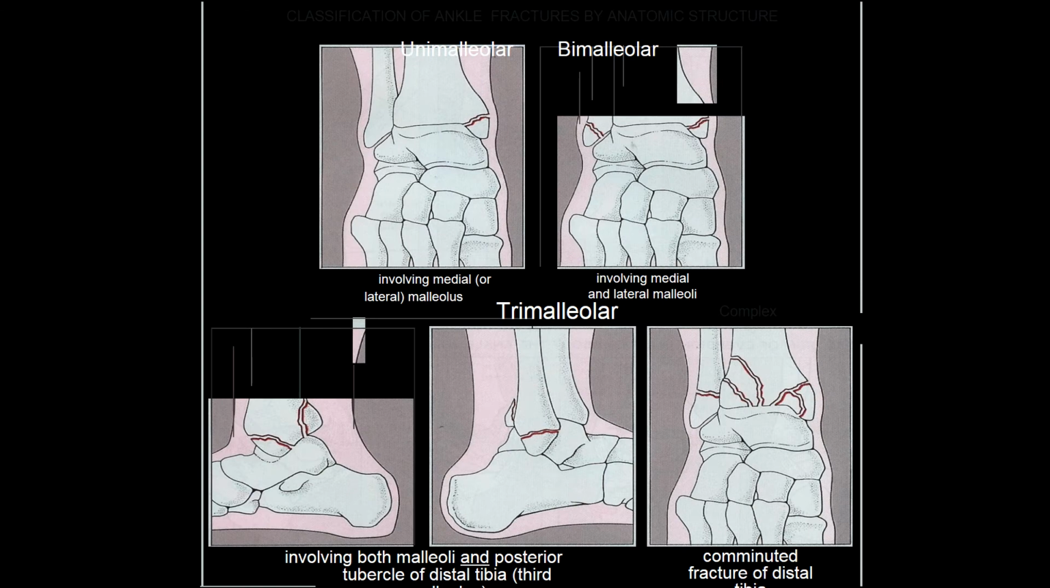Just like I said in the other slide, a unimalleolar fracture is either the lateral or the medial malleolus. Bimalleolar is going to involve both of those malleoli, and a trimalleolar is going to involve the distal tibia as well. So really start to think about what views and what images you would want to see, and what you would suspect to see if you think a trimalleolar fracture or the other types of malleolar fractures are occurring with your patient.